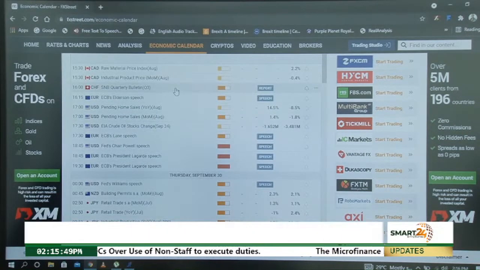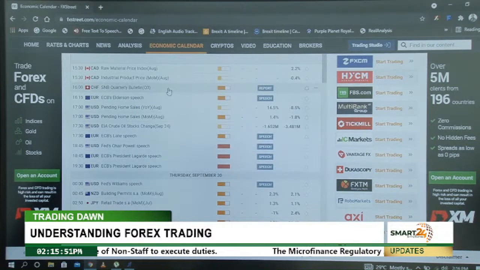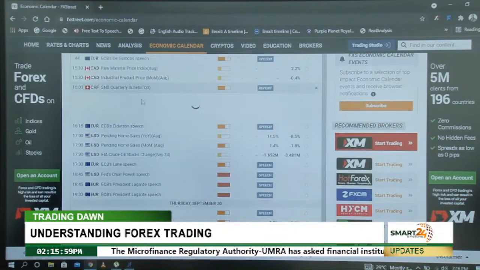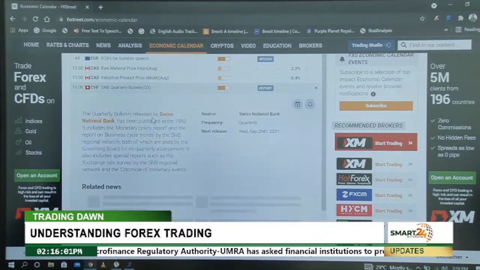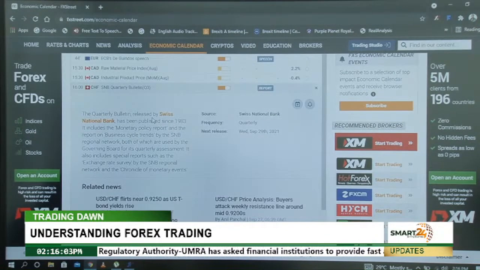Then there will be another speech at 4 p.m. This one will be affecting the Swiss franc, the CHF, and that's a quarterly bulletin. It's not a speech. This one is a report.